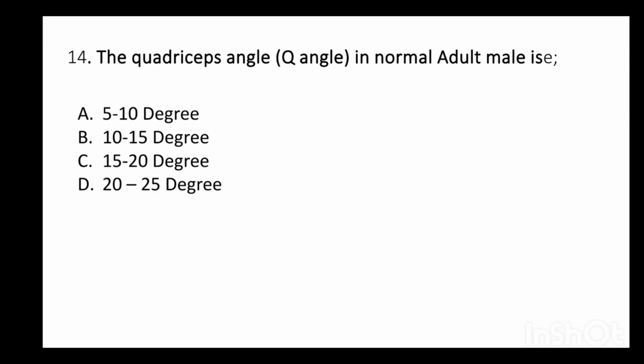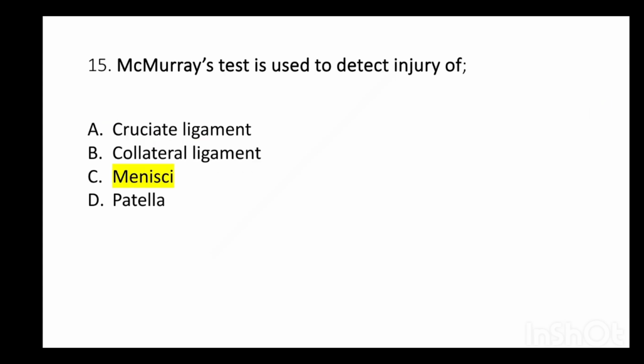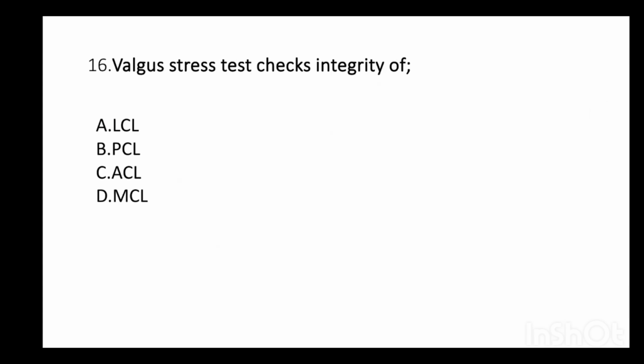The quadriceps angle in normal adult male is 5 to 10 degree, 10 to 15 degree, 15 to 20 degree and 20 to 25 degree. And the answer is 10 to 15 degree in males and 15 to 20 degree, slightly higher, in females. Next question is, McMurray test is used to detect injury of cruciate ligament, collateral ligament, menisci and patella. And the answer is menisci. Next question is, valgus stress test checks integrity of LCL, PCL, ACL and MCL. And the answer is MCL, medial collateral ligament.